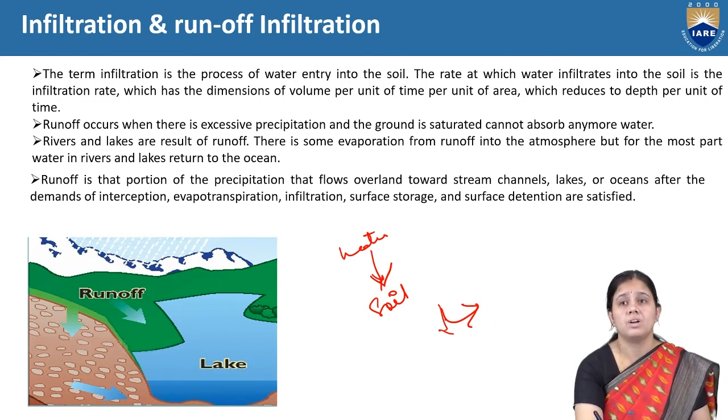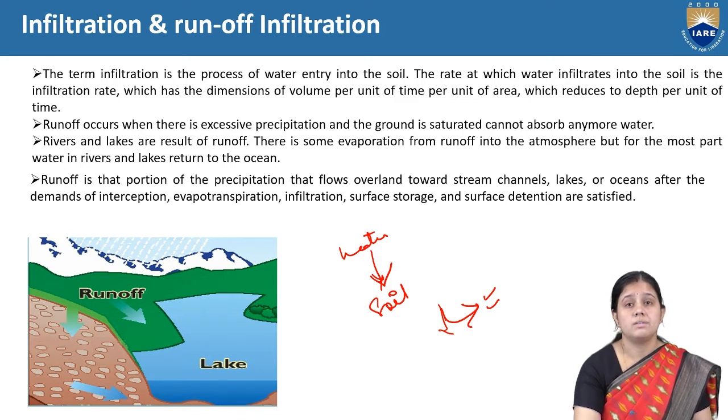Runoff is that portion of precipitation that flows over land toward the stream channel, lake or ocean after the demands of interception, evaporation, infiltration, surface storage and surface detention are satisfied. And then again this water goes from the surface runoff to the ocean. They will go and meet the river, and they will bring excessive water onto the earth's surface, and that water is sometimes absorbed by the soil. When the soil is not able to absorb it, it returns to the ocean or river, and that water brings all the water back to the atmosphere. Then again in the form of vapor, that water is converted to clouds, and then condensation occurs, then precipitation occurs, then rain occurs. These are the main basic steps of the hydrological cycle.